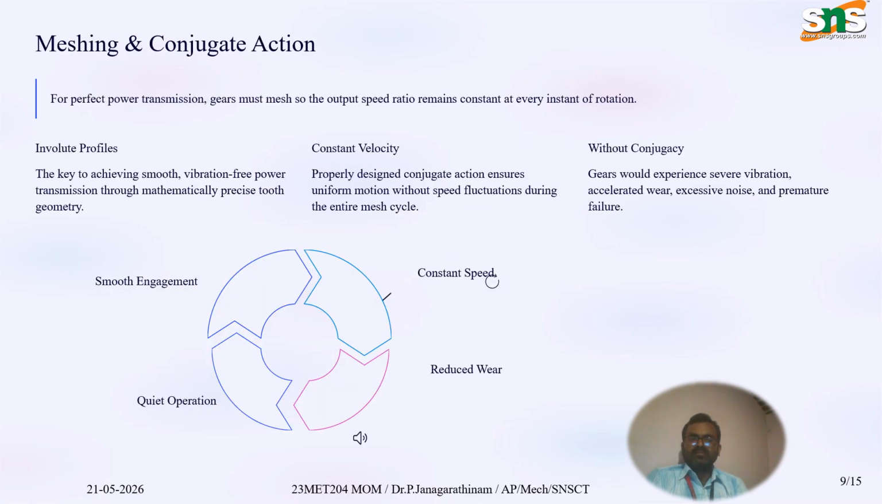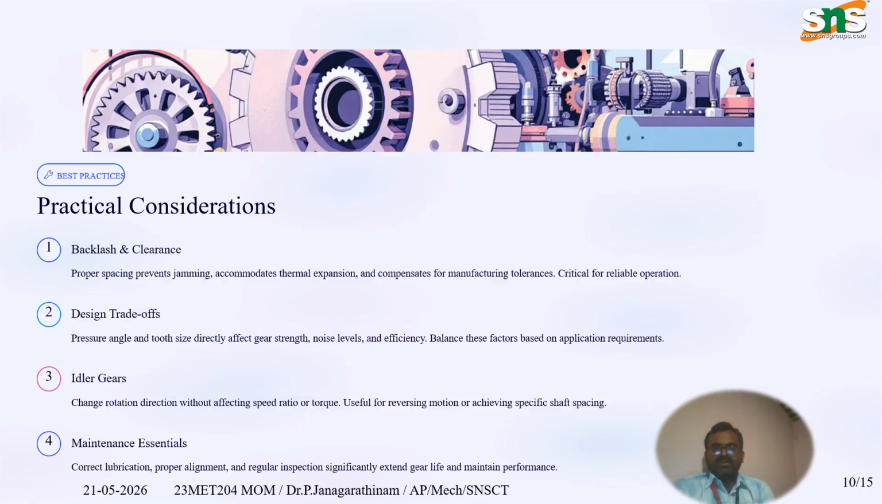Okay, so this is meshing and conjugate action. Meshing means how the two gears are mating properly. Based on this meshing only, we get the proper output. So these are the practical considerations while making these gears: backlash and clearance, design trade-offs, ideal gears, and maintenance, which is essential for gear operation.